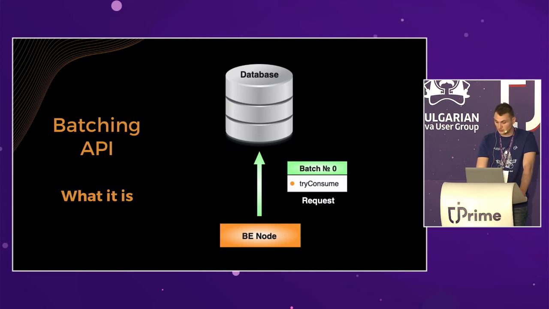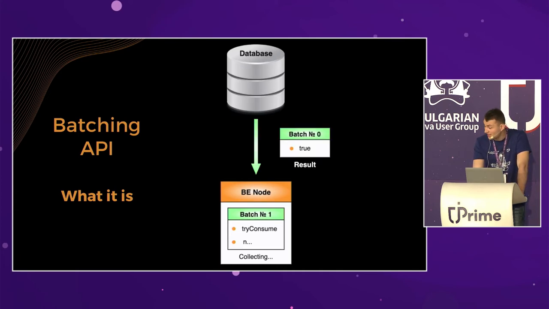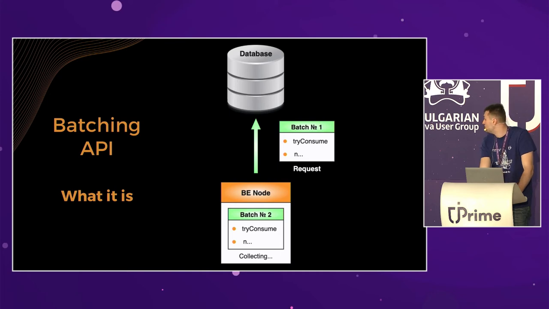So we found a solution called batching API, and when we set our batch optimization, we have batch number 0, and when we call the database, first batch number 0 will go with only one try consume, and at the same time, while we are waiting for the response, we start collecting a new batch. And here, just for example, we can collect 100,000 tokens, or an infinite number we can consume. And when we get a result from the database, we stop collecting our batch and send this batch to the database. And at the same time, we start collecting batch number 2. So it works something like that, and it does that on a regular basis.